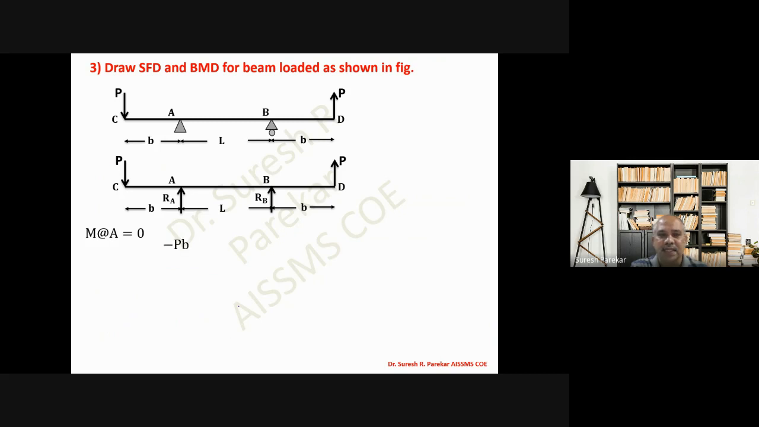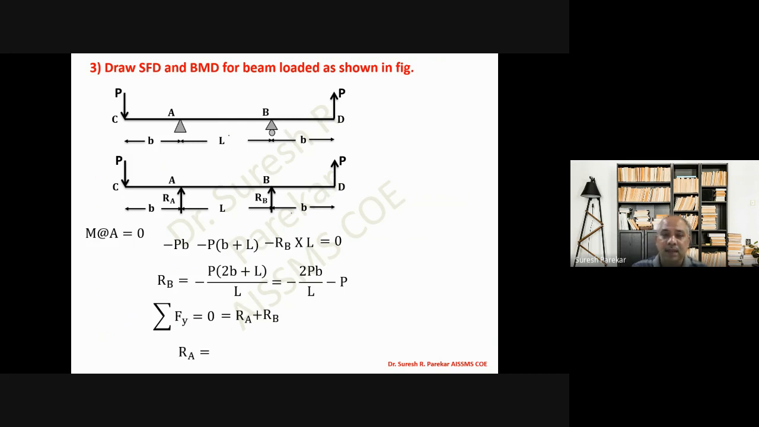FBD, moment about A 0. So we are taking moment about A 0. Due to this P we have minus Pb, because again anti-clockwise, b plus L, and then due to RB again minus RB into L equal to 0. We will get RB which will be minus 2Pb upon L minus P. Then we have Fy 0, Ra plus Rb, and that is equal to 0, because we have minus P and plus P, so that becomes 0 again. And Ra we will get 2Pb upon L plus P.